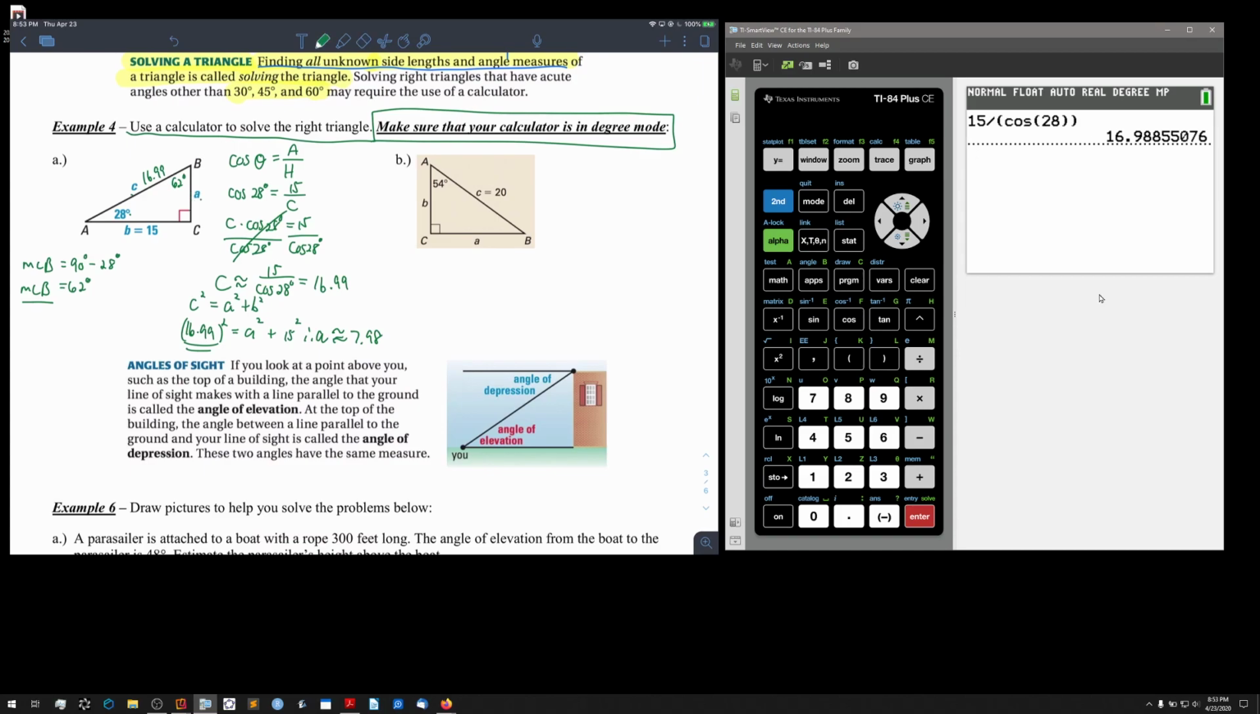Solve the triangle means find all the missing information. I have all three sides and all three angles. I'm done. So I'll let you work on letter B. Just in case you need some help there, I'm going to give you the answers, but you can pause the video here, try it, and see if you get the right answers.